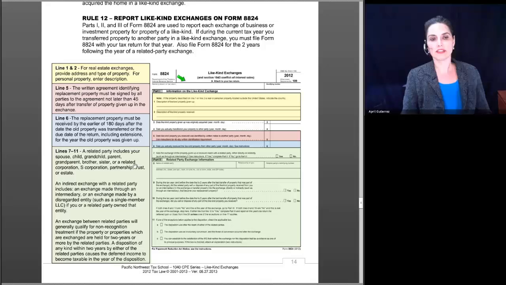And we're going to get a better look at the form in a bit. I just wanted to highlight for you the various sections of the form and what purpose they serve. Parts 1 and 2, and then 3, which is on page 2 of Form 8824, are used to report each exchange of business or investment property of a like kind. If during the current year you transferred property to another property in like kind exchange, you must file Form 8824 with your return for that year, and you also file Form 8824 for the 2 years following the year of a related party exchange. On lines 1 and 2, for real estate exchanges, provide the address and type of property. For personal property, enter a description.